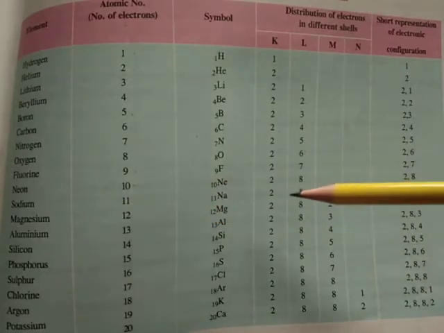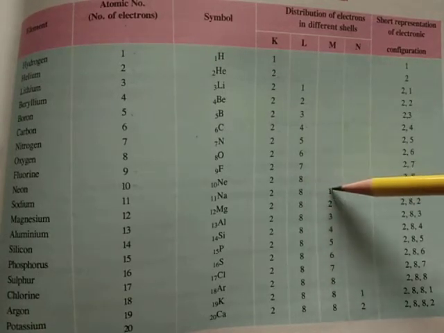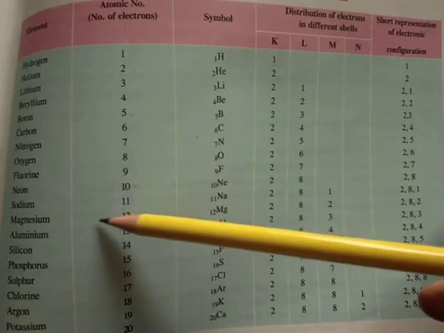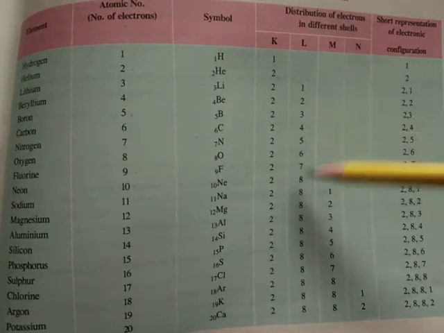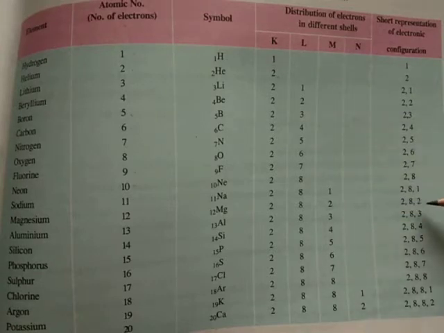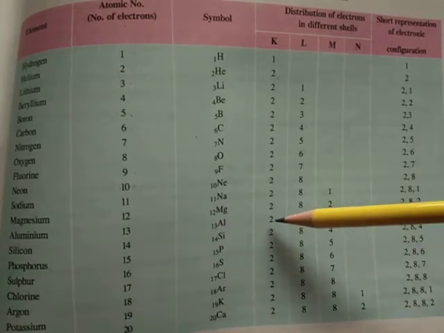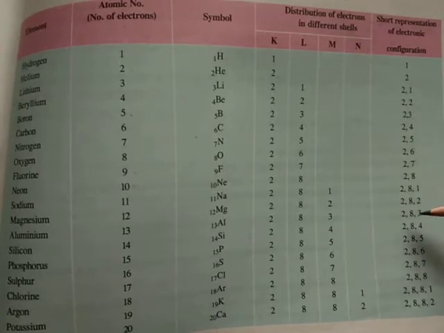Sodium 11, 2 electrons in K shell, 8 electrons in L shell, this is completely filled. After that the next electron goes to the M shell, then 2, 8, 1. In the M shell you can also fill 8 electrons. Magnesium 12, 2 in K shell, L shell 8 electrons are present, M shell 2 electrons are present, 2, 8, 2. Aluminium, atomic number 13, here in K shell 2 electrons, L 8 electrons and 3 in M shell, 2, 8, 3.